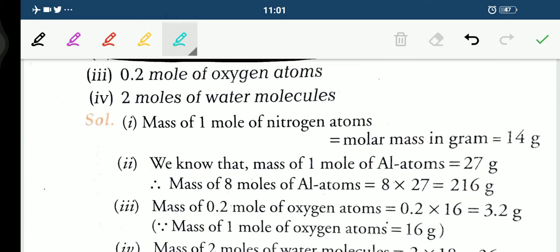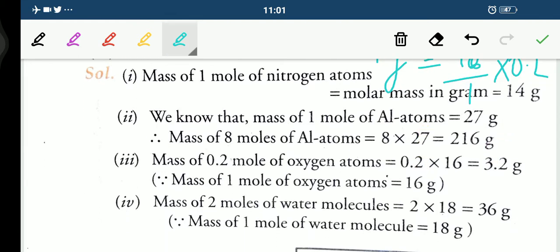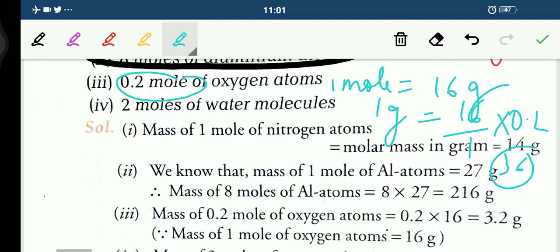Similarly, we can calculate it for 0.2 mole of oxygen atom, right? Because we know that 1 mole is equal to 16 gram. That will be its molecular weight, right? So for 1 gram, it becomes 16 upon 1. Fine, children. And if we need to calculate the mass for 0.2 mole, this was for 1, then we need to multiply it with 0.2. Okay, so we got 3.2 by the unitary method.